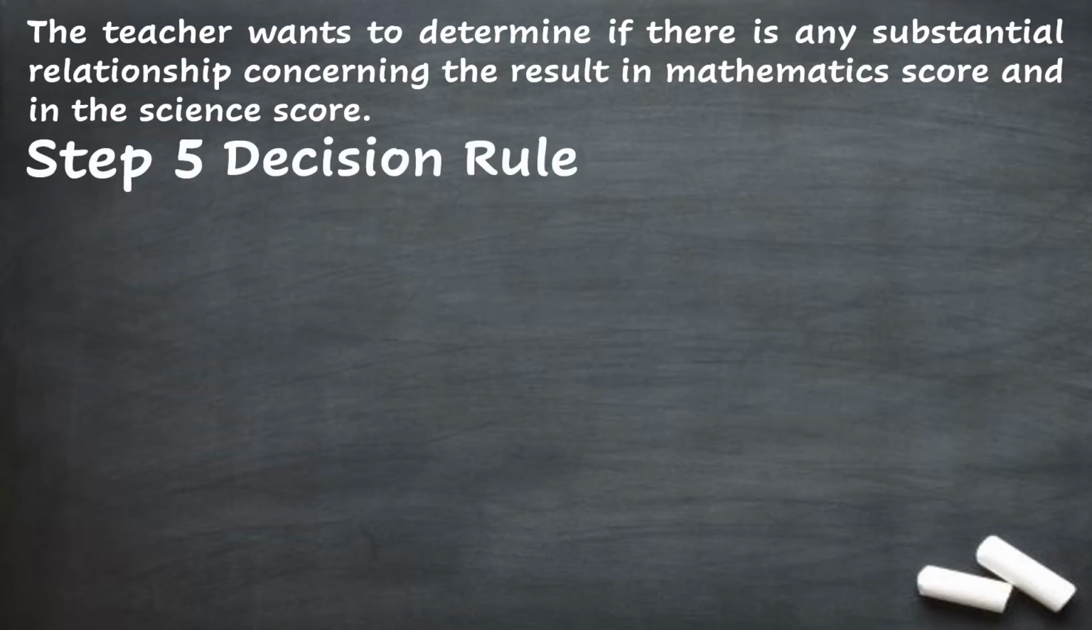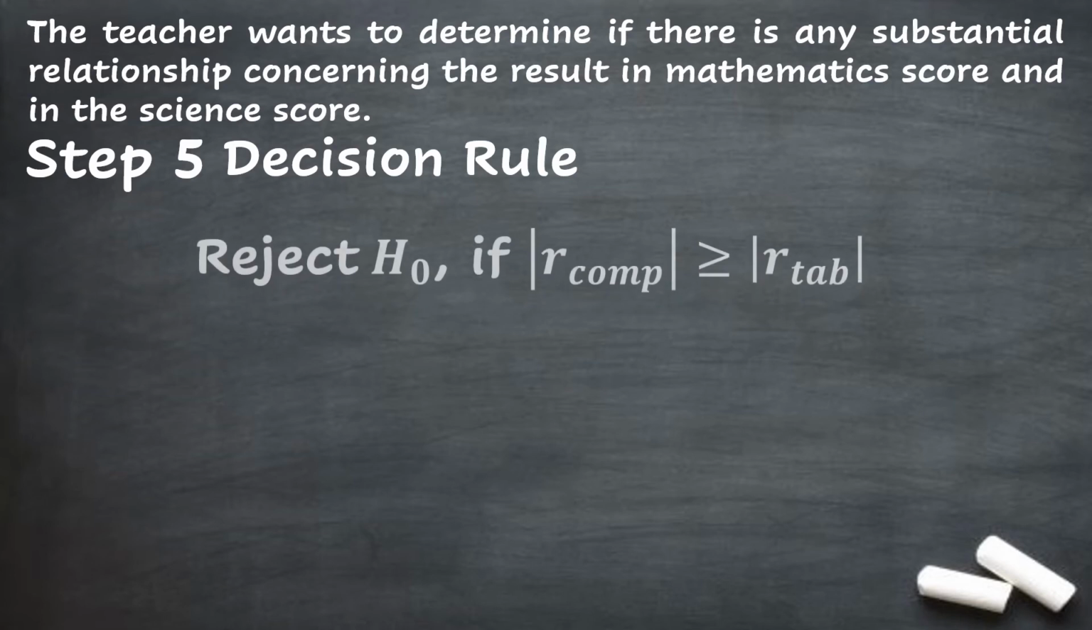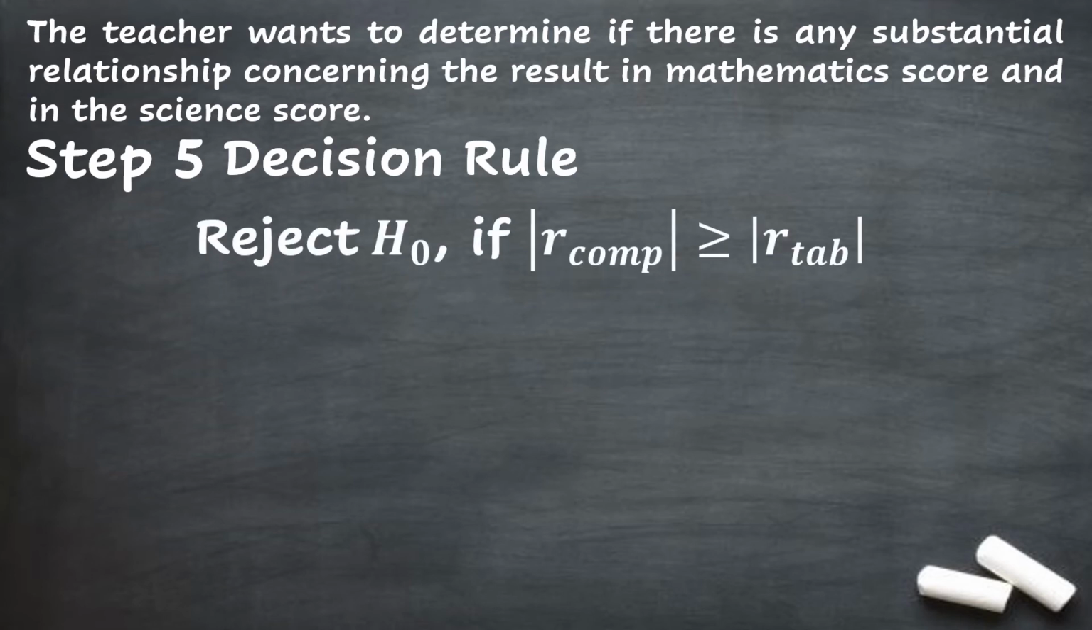Step 5 is the decision rule. Decision rule for Pearson R correlation is reject null hypothesis if the absolute value of the R computed is greater than or equal to the absolute value of your R tabular.